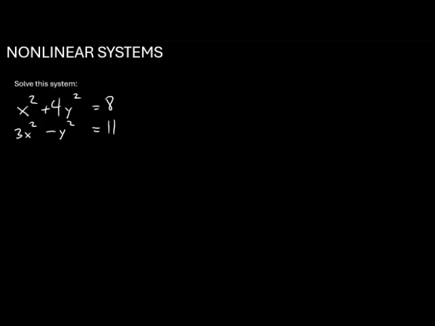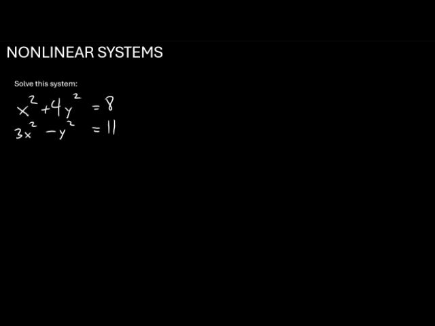Here we'll do extra practice on nonlinear systems. Our system says we have x squared plus 4y squared equals 8 and 3x squared minus y squared equals 11. We're going to try to find the solutions for this system. We'll need to decide whether we intend to do this by substitution or elimination method. Either one of them will work though. I'll run through this problem with the substitution method and then show you how it would be done by elimination.